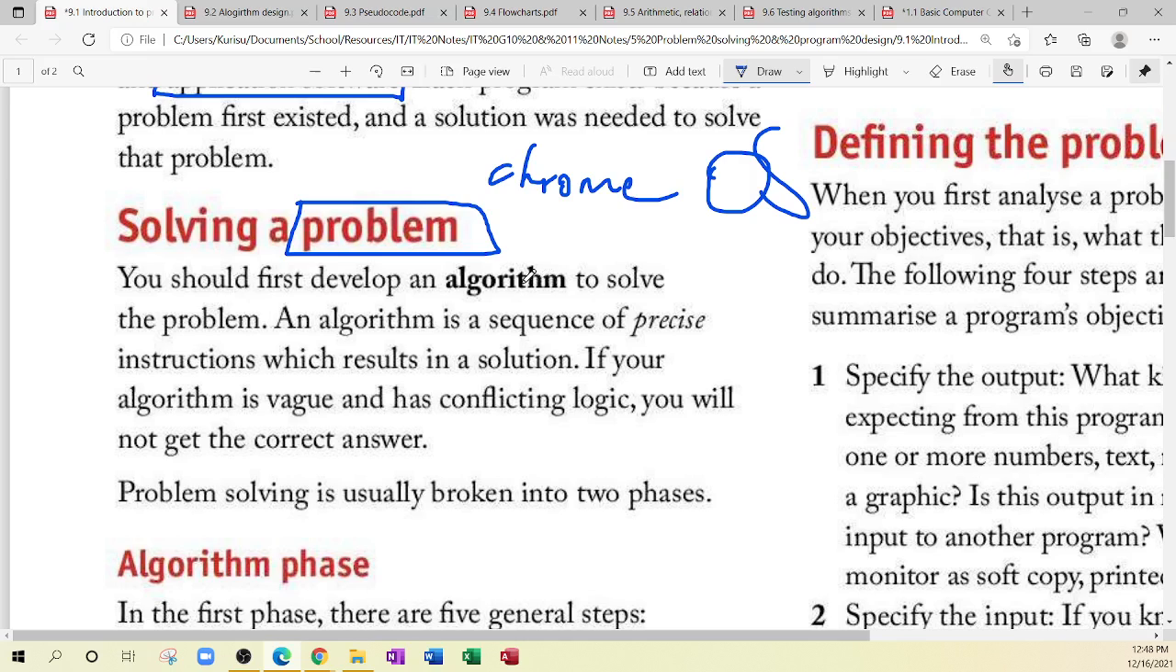So, the first step to understand or solve your problem is to develop an algorithm. A very important term that you should remember. What is an algorithm? It is basically a sequence of precise instructions which results in a solution. That is an algorithm. Or you can say a series of steps. Steps are instructions. So an algorithm is a sequence of precise steps or instructions which results in a solution. All right.